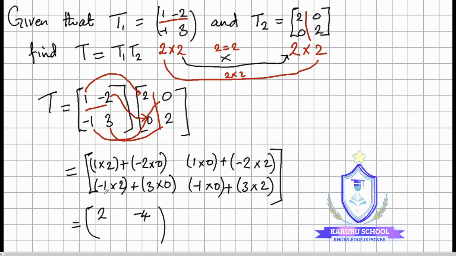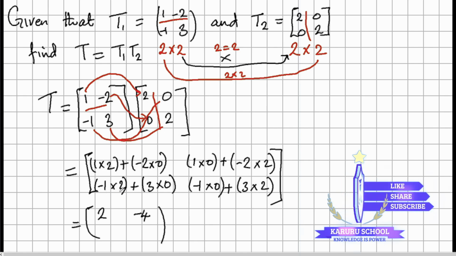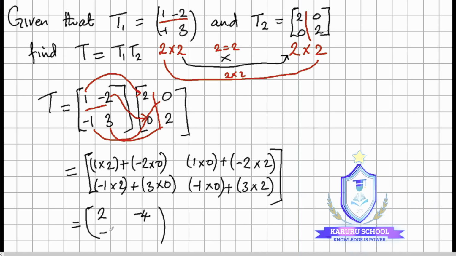Then we have negative 1 multiplied by 2, that gives us negative 2, plus 3 multiplied by 0 is 0, so the answer here becomes negative 2. Then we have negative 1 multiplied by 0 is 0, plus 3 multiplied by 2 is 6, so 0 plus 6 gives us 6. So this is the result of the product between T1 and T2, and that gives us the T, which ends up giving us the answer.